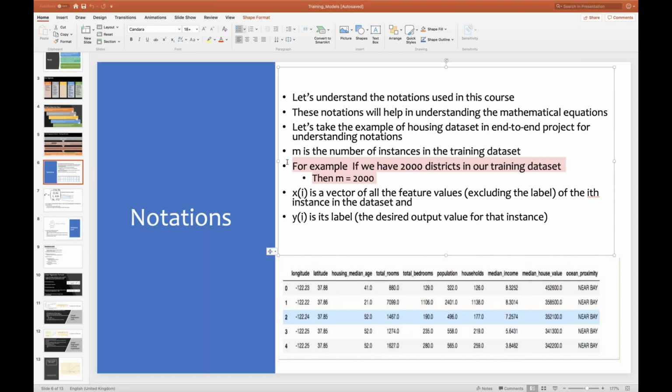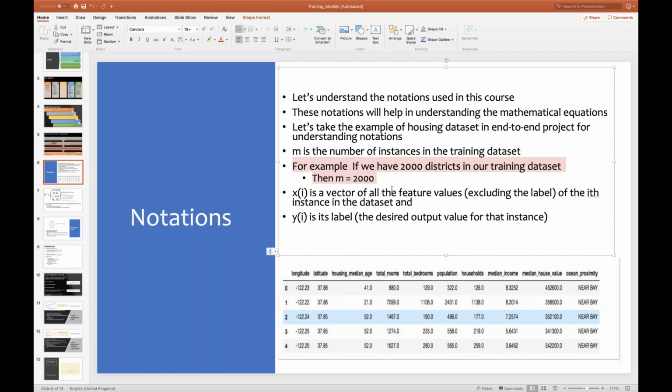Now, guys, think practically. The total number of records you have in the dataset is different, and the total districts you have in the dataset is different. Here, M is the number of instances. When I say number of instances, it's not the total records. It is the total records for one particular field, that is called M. Now, district is one instance, latitude is one instance, longitude is one instance. Like that, if you talk about districts, you have 2000 districts. In that case, M is equal to 2000.